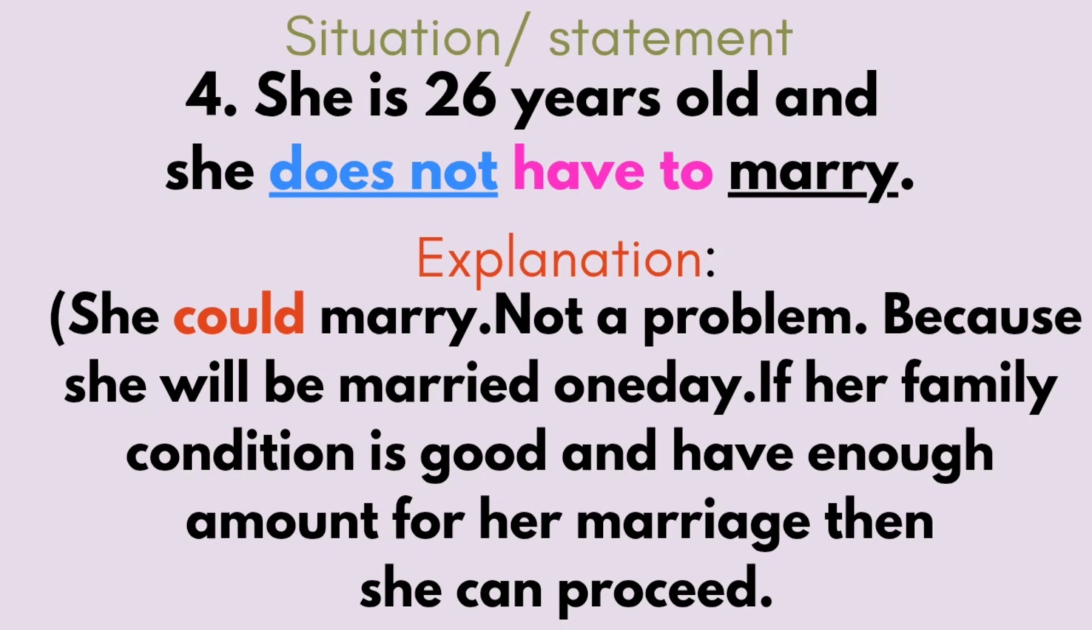She is 26 years old. She doesn't have to marry. She can marry if she wants to marry. It is not mandatory not to marry. Okay? She doesn't have to marry. She can marry if she would like to, if she is interested in getting married. It is not compulsory or 100% mandatory. She can do that. She can marry if she wants to.